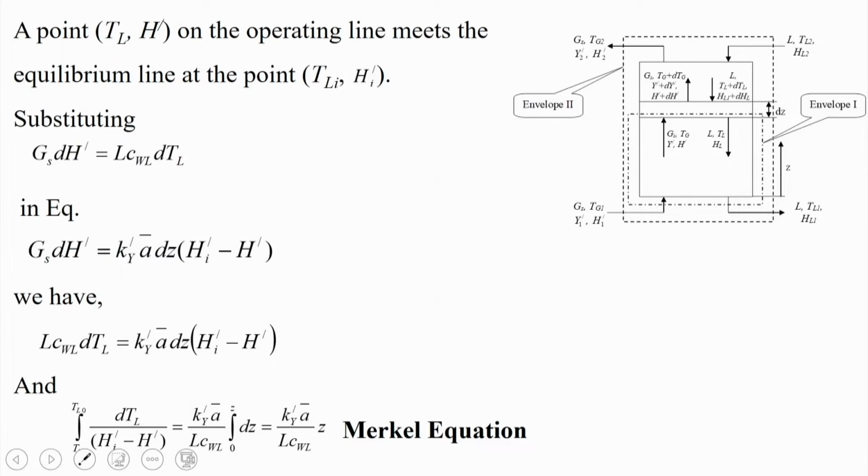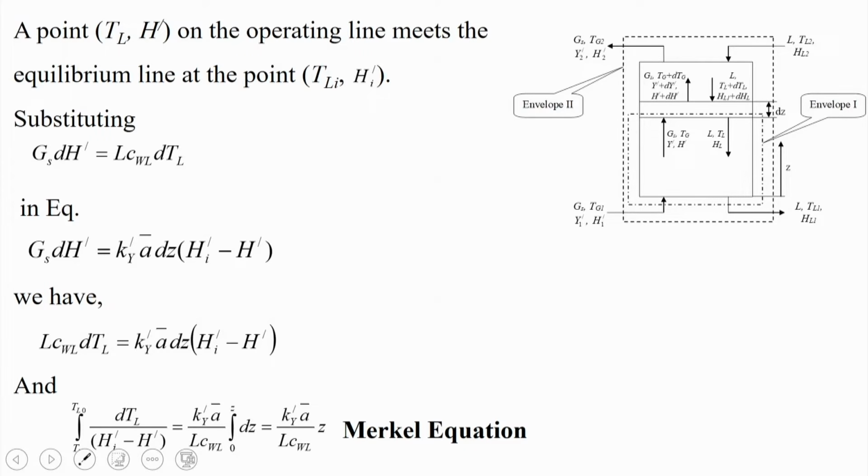So, a point (T_L, h') on the operating line meets the equilibrium line at the point (T_Li, h_i'). We will show this graphically when we do the step by step calculation, where the point (T_L, h') will be and where it meets the equilibrium line, explained clearly.